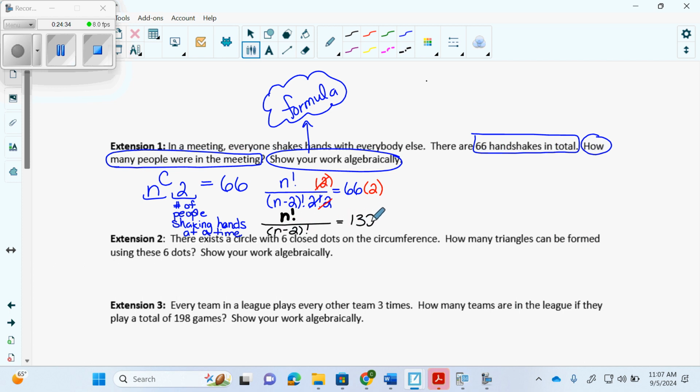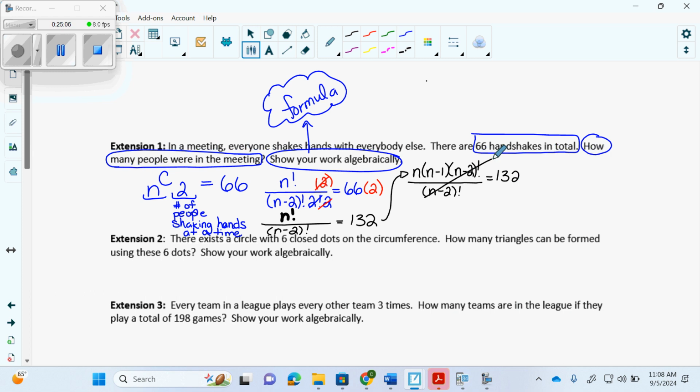Am I not back to just where I was before when we did this algebraically? Same steps, right? So what do I expand? The top in this case, because it's the bigger one. And with these formulas, it'll always be the bigger one. So we're going to get N times N minus 1 times N minus 2 factorial over N minus 2 factorial equals 132.